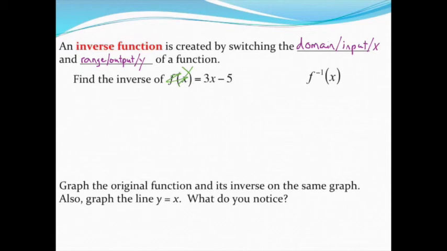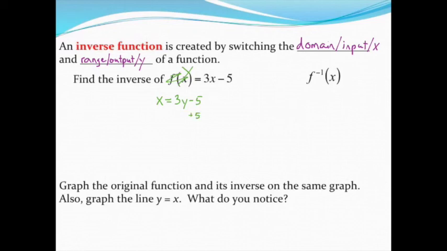So to find my inverse, like I said, I'm literally going to just switch my input and my output, my x and my y. So I'll start with writing x equals 3y minus 5. Now that is the inverse function. However, we always want our functions to start with y equals. So now that I've switched x and y, I'll still need to solve my new equation for y, just like we've done in the past.